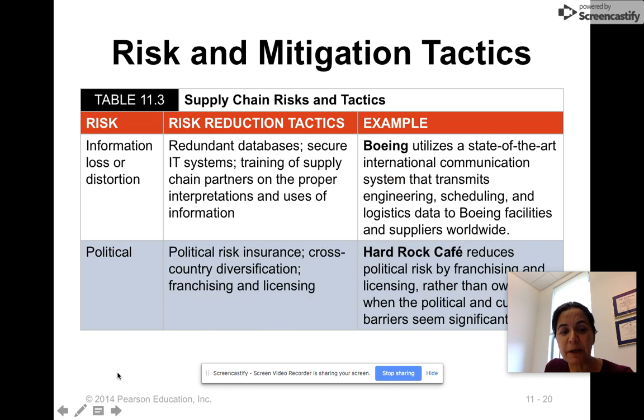The next is information loss. Here the tactic is to have redundant databases. Boeing uses a state-of-the-art international communication system to handle all their data. The next one is political risks. In this case, what Hard Rock Cafe does is franchise their stores and license them rather than outright ownership.